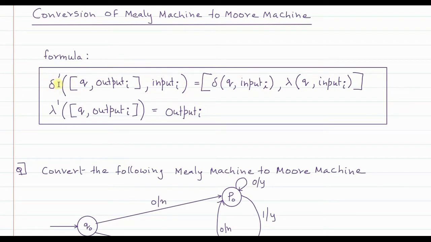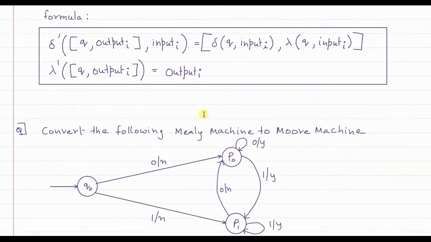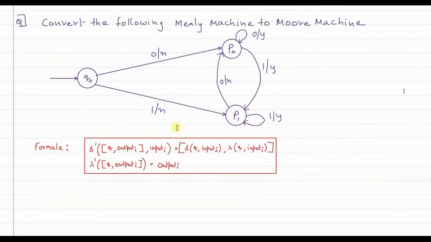Del dash of the state Q, comma the current output i, comma input i is equal to del of Q comma input i, comma lambda of Q comma input i, whereas lambda dash of Q comma output i can be written as output i. You need to remember this formula, and as we solve the problem, it will become clearer what exactly this formula means and how to come up with the solution. Okay, so I'll be copying this formula here for us to understand.